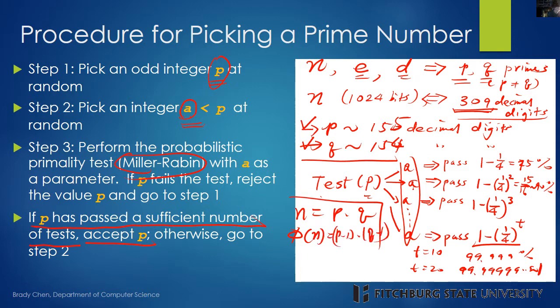And now we can randomly select a number e, which is between 1 and phi of n. Make sure e is relatively prime to phi of n. So then we got e, and then we calculate d, which is the multiplicative inverse of e modulo phi of n. So we find d. Okay, so we just discussed this, right? So the key is to find the 2 prime numbers.